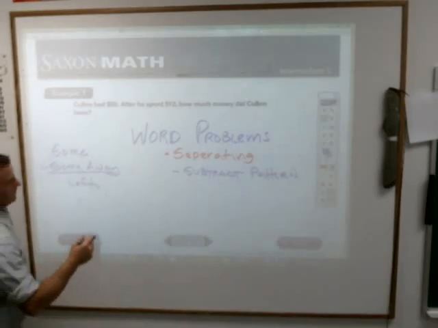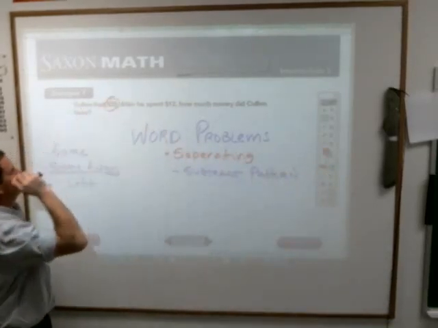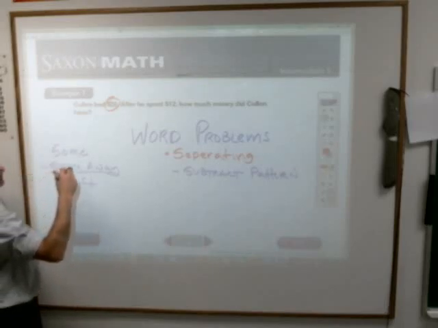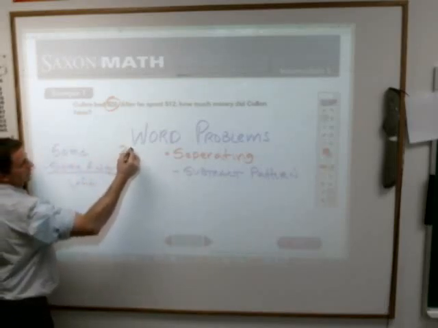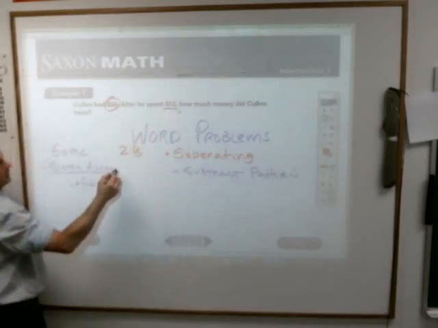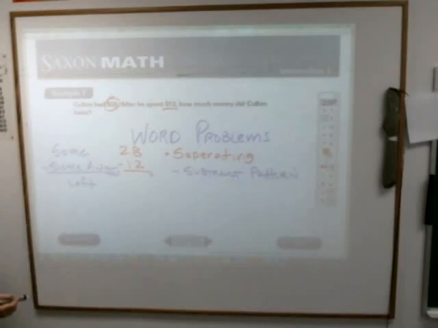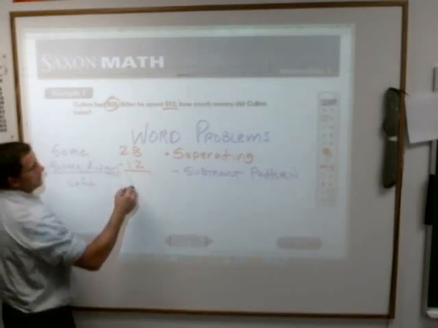In this case, I know I started with some. That's how much he had to begin with. Cullen started with 28. 12 is how much you're taking away, right? And so how much do you have left? I know it's hard math, but let's just go with $16.